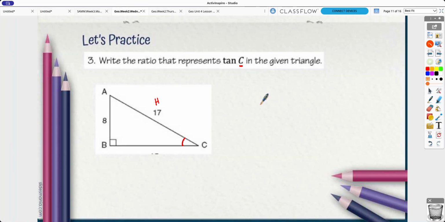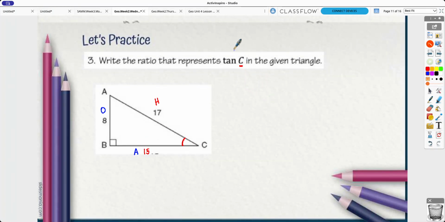I'm missing something here. Let me check what's missing here. Okay, this should be 15. Sorry about that. Okay, so 8 is the opposite side, and 15 would be the adjacent side.